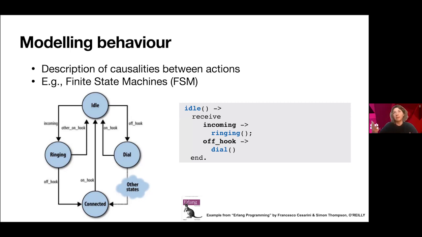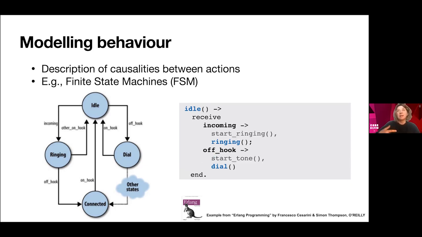So for example, on the right-hand side here, I'm trying to implement the same example. This is a telecommunication example, by the way, that I took from an Erlang programming book, of a telephone, where I'm modeling the idle state as a function. So I invoke the idle function when I'm in the idle state, and then I'm waiting to receive some of the actions that I can receive from that state. And as a reaction, I go to the new state, ringing or dial, depending on the action I received. And this is just a skeleton of the code. So it's how the control flow should behave.